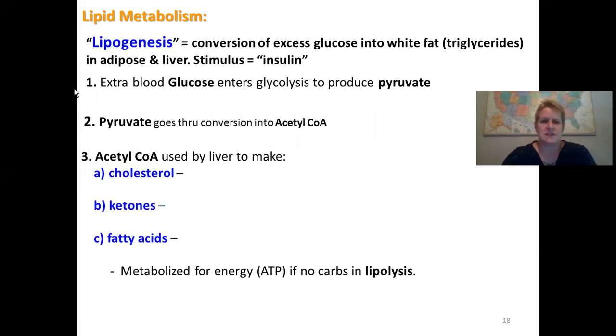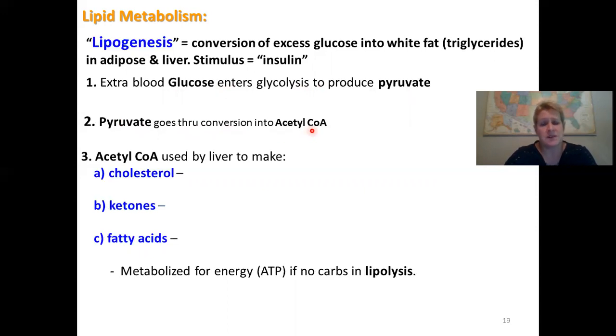So lipogenesis, making lipids, all right? If the insulin is in the bloodstream, your adipose and liver will take extra glucose above and beyond what it needs, and it will convert it into white fat, which is your storage form of fat, known as triglycerides. So here's what happens. The extra blood glucose enters glycolysis, that's why you need to learn this, and produces pyruvate. Pyruvate goes through pyruvate conversion to make acetyl-CoA.